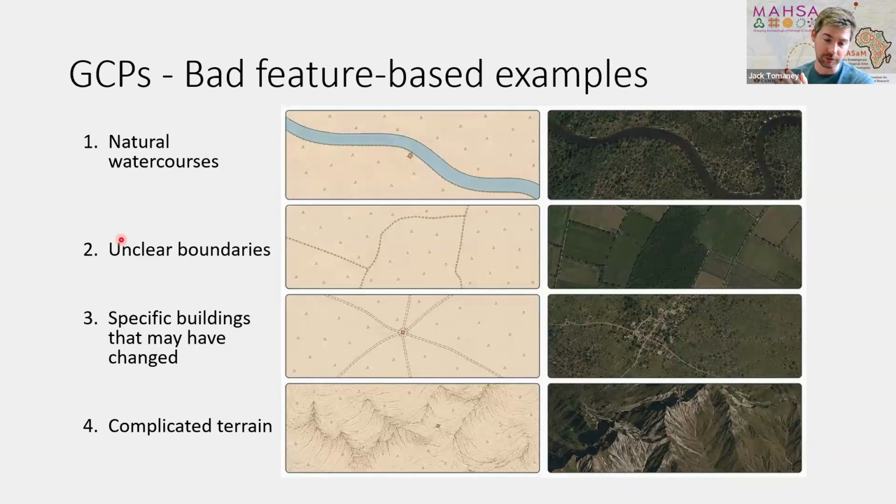You should also be careful of using other types of boundaries, such as maybe country borders or state borders, because sometimes these can align, but often they don't. Often borders change at least a bit.